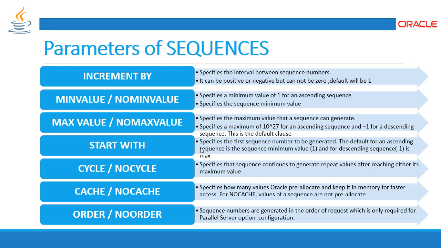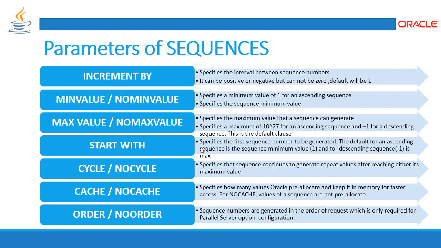Cycle, no cycle: specify whether the sequence continues to generate repeat values after reaching its limit. Once we reach the limitation, we cannot enter more values, so you can reset it or you can put it in cycle mode. Cache, no cache: this specifies how many values Oracle pre-allocates and keeps in memory for faster access. For no cache, values of a sequence are not pre-allocated in memory. So to maintain efficient memory management, we can provide cache.